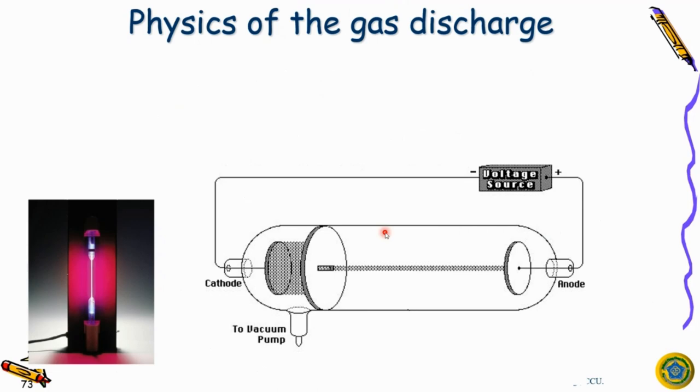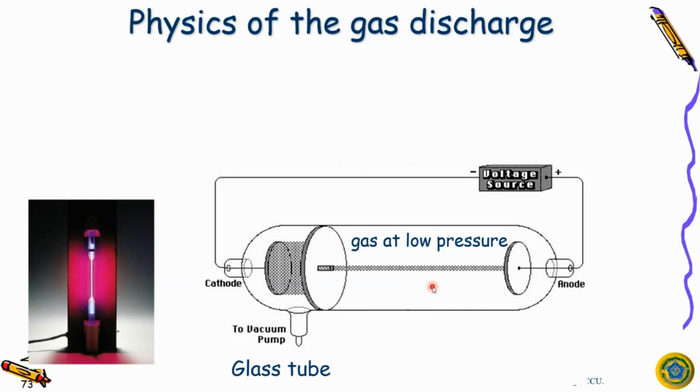gas discharge tube. You know, this is a gas discharge tube. Actually, the inside of the gas discharge tube is almost empty, with only a little amount of hydrogen inside. You can put in hydrogen, helium, or mercury, for example. You have a vacuum pump here, and then you put hydrogen inside. This is a gas tube, that's why we say gas discharge tube, right? And the pressure here is very low.